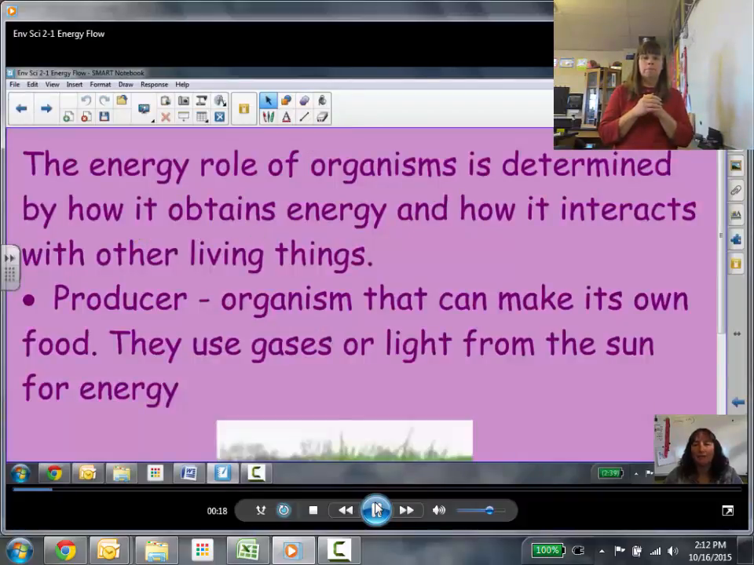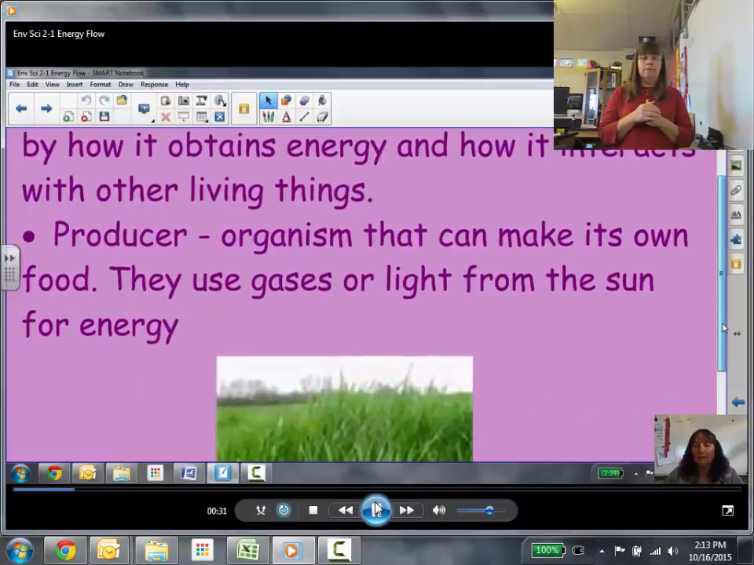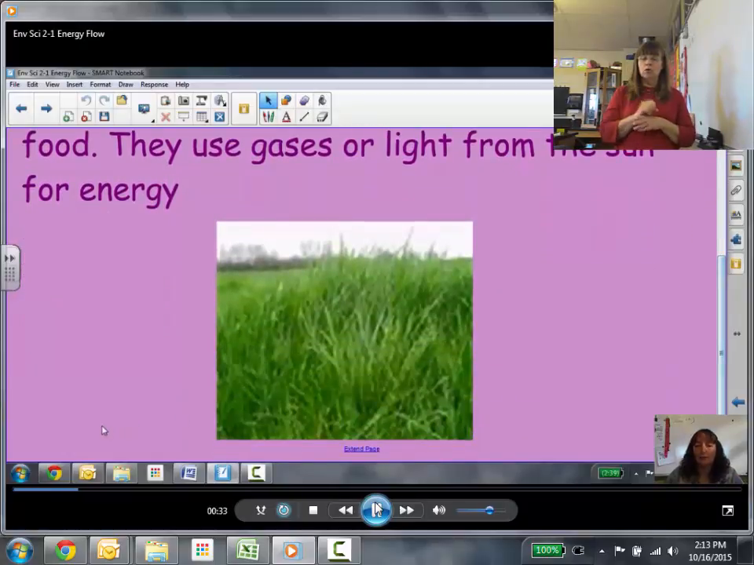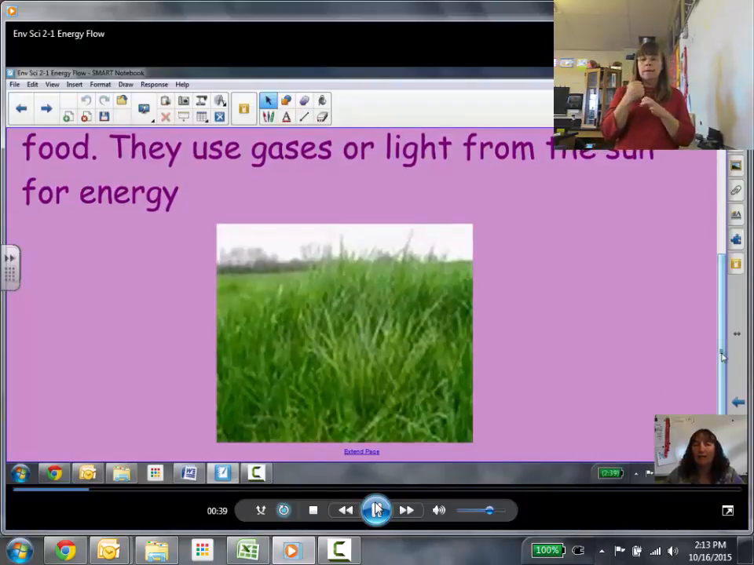So the energy role of an organism is determined by how it obtains its energy and how it interacts with other living things. A producer makes its own food. They use gases or light from the sun for their energy. These would be all the plants, and some bacteria do this too. They don't have to eat anything else to get their food.